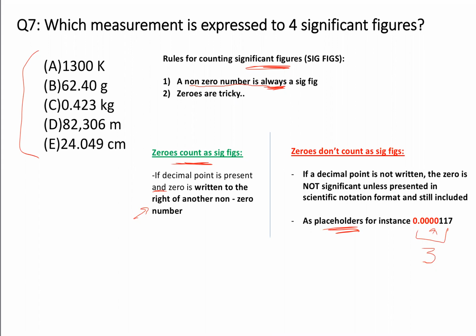Zeros also don't count if a decimal point is not written. Zeros are not significant unless the zeros are presented in scientific notation format. If you actually write the zeros in a scientific notation format, that indicates then that they are to be considered significant. All right, so these are the rules. They're kind of confusing in a way. So sometimes it's good to work examples, and that's why I'm going through this video with you all, reviewing this concept with you, is to get this down, okay?